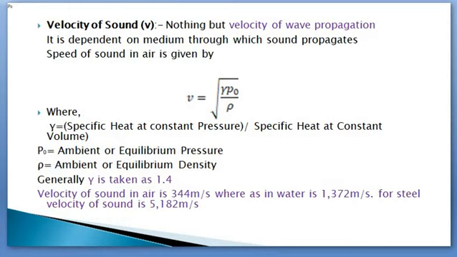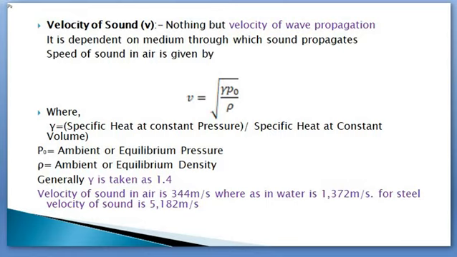Now the next term is the velocity of sound. Velocity of sound is nothing but the velocity of wave propagation. It depends on the medium through which sound propagates. The speed of sound in air is given by v equals the square root of gamma P naught divided by rho, where gamma is the ratio of specific heat at constant pressure to specific heat at constant volume, P naught is the ambient or equilibrium pressure, and rho is the ambient or equilibrium density.